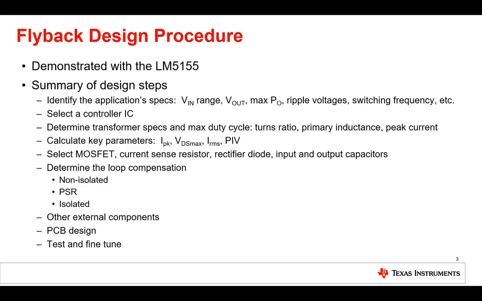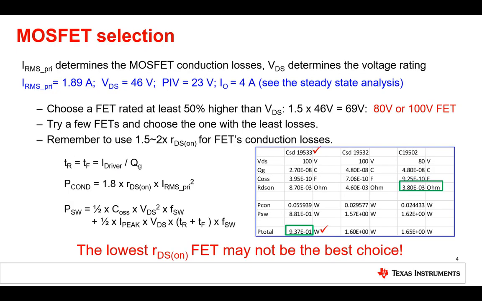In video 3 of this series, we discussed the first 4 steps of the design procedure. In this video, we will concentrate on selecting the other components of the power stage, closing the loop, and other external components. The PCB design will be discussed in video 5, together with some more details of the transformer. So let's go on with the design procedure.